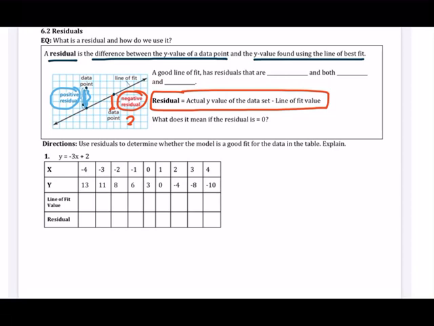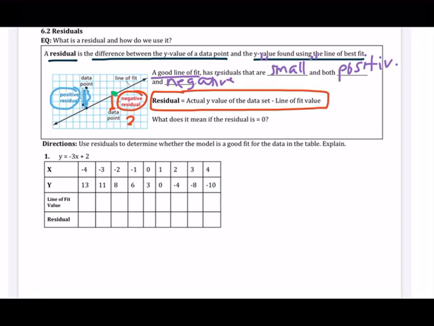So a good line of fit has residuals that are "small" numbers. I'm putting that in quotations because we aren't really going to define what small means. And they are both positive and negative. So we want some points that would be above the line if we graphed them, and some points that would be below the line if we graphed them. So when we are calculating residuals and looking overall at the line of fit, we want small positive and negative numbers.